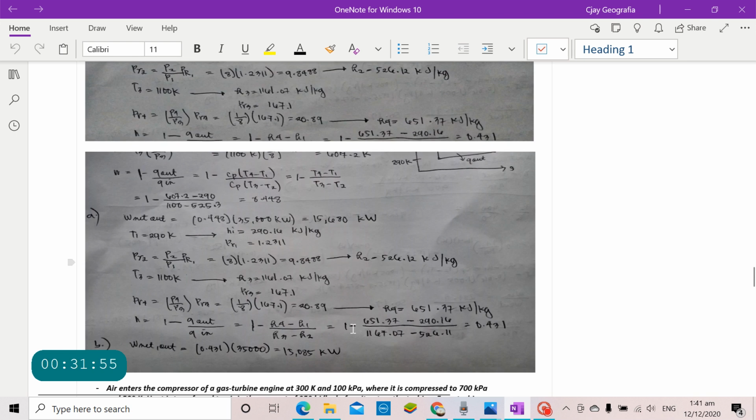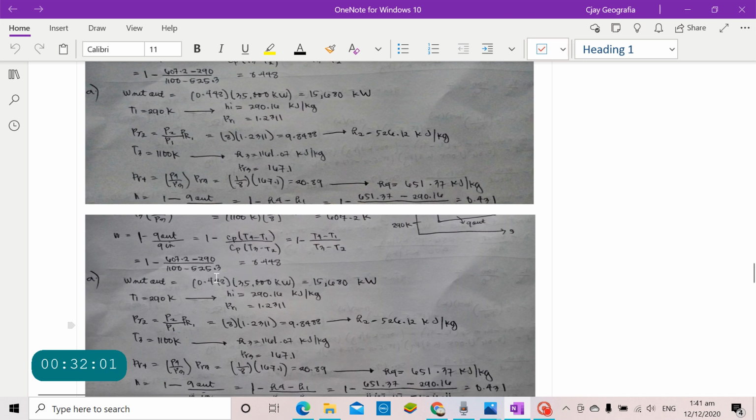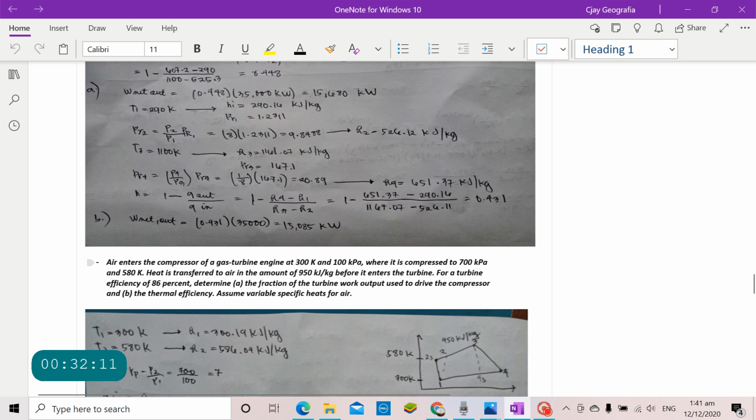A, and then letter B. Is the working out for 1671. So this is our letter B.